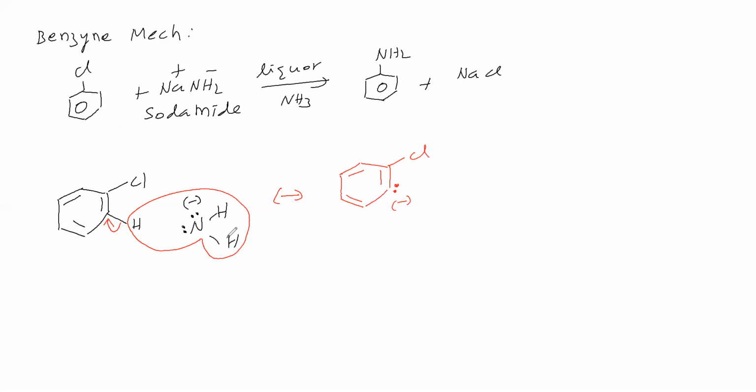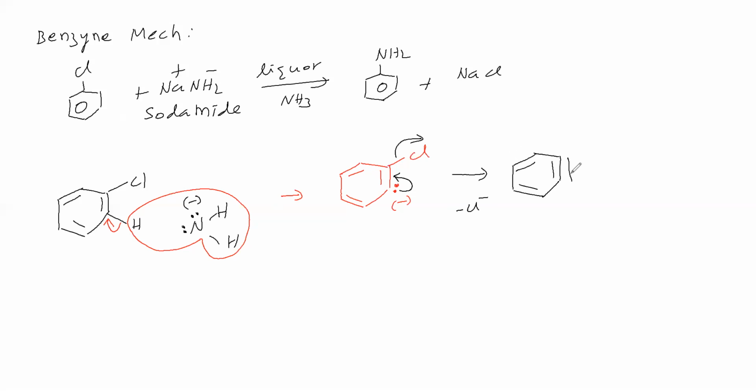Next step, what happens? That we'll see. This lone pair becomes a pi bond. This bond is leaving, therefore Cl minus leaves. Now Cl minus is leaving, so we'll get a structure like this.